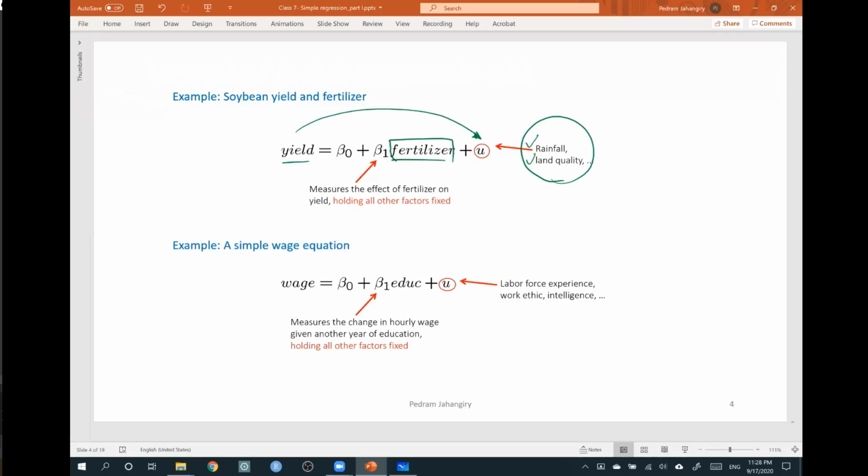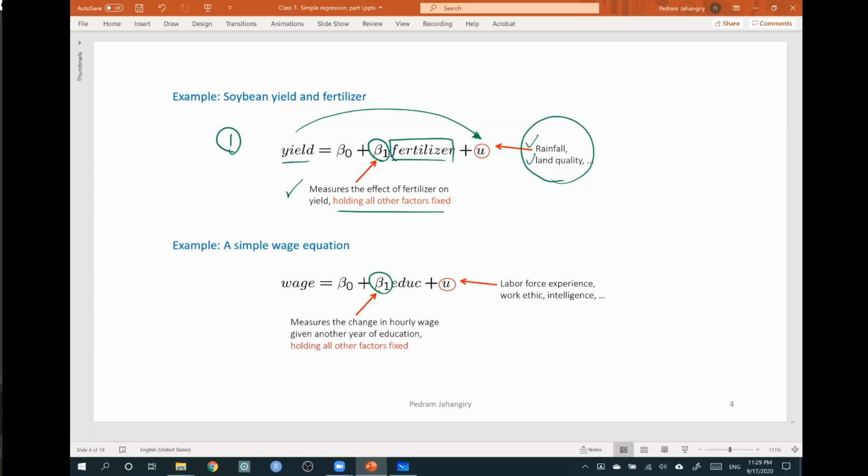Again, if you have information for rainfall, land quality, and etc., it doesn't make sense to exclude them from the model. But here, for simplicity, we're going to exclude them from the model. And then in chapters 3 and 4, we're going to say that we control for as many control variables as possible. Okay. But here, let's stick to the interpretation. How should I interpret beta 1? In example number 1, beta 1 measures the effect of fertilizer on yield, holding everything else constant, all other factors fixed. Okay, so that's how we interpret that.